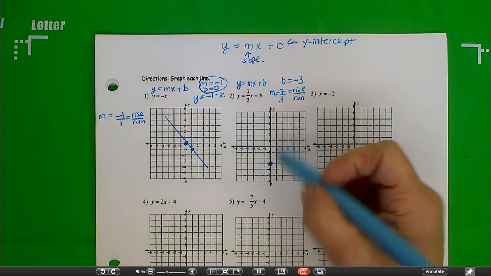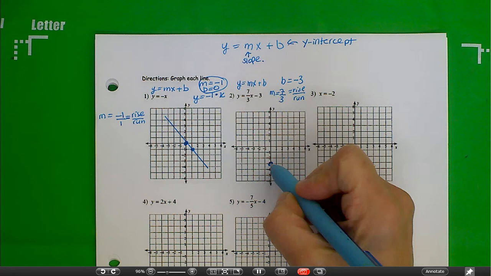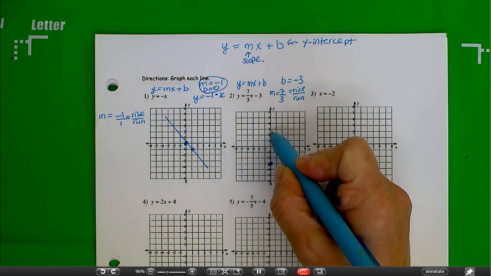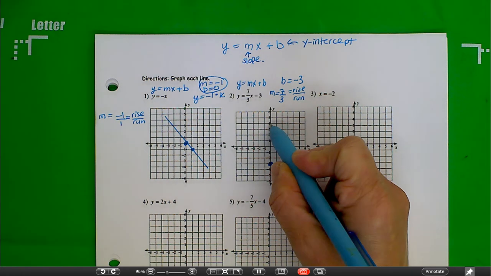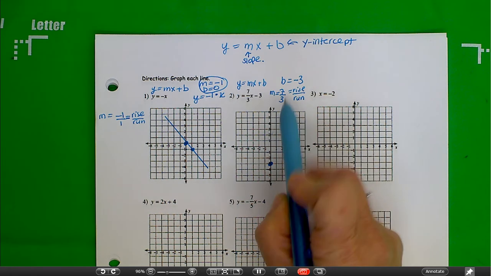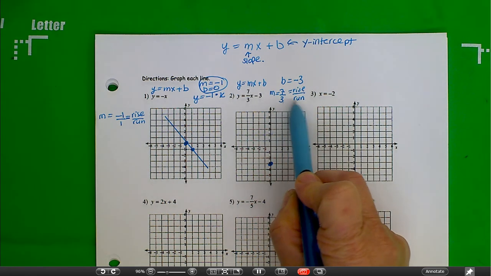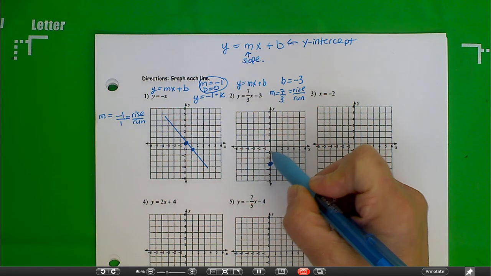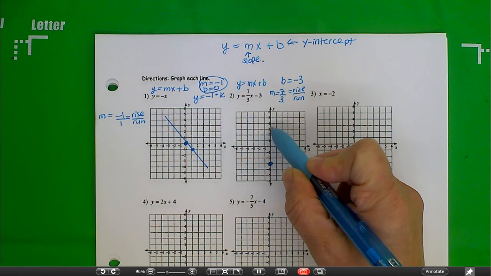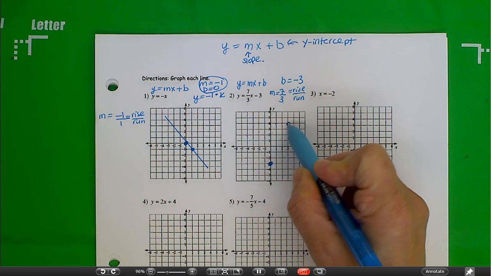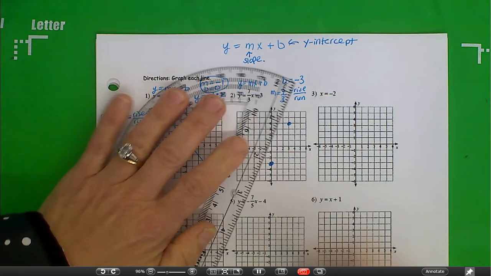And then the rise is going to be 7. 1, 2, 3, 4, 5, 6, 7. It's positive 7, so it's in the up direction. And the run is positive 3 in the positive direction. So it's 1, 2, 3, 4, 5, 6, 7. 1, 2, 3. And here we have our line that has been graphed.